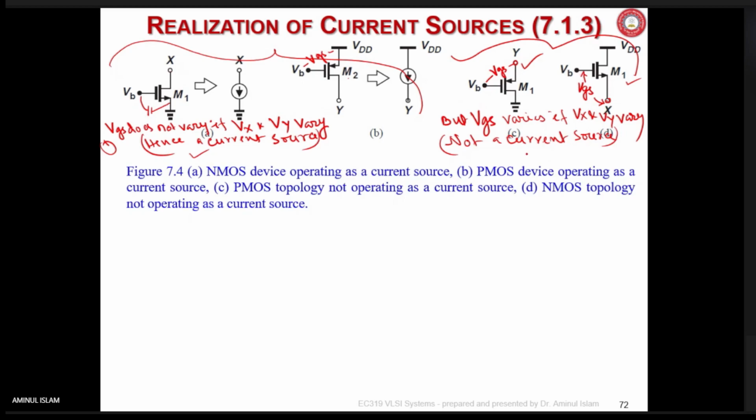Is it understood why the right two diagrams C and D are not current sources, whereas the left two circuit symbols are current sources? Yes, Shashank, anything understood? Yes, sir. The current equation depends on VGS minus VT. Yes, you are understanding things. Okay, let us go ahead and see.